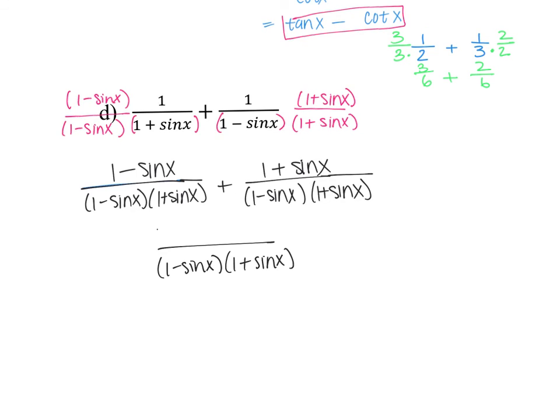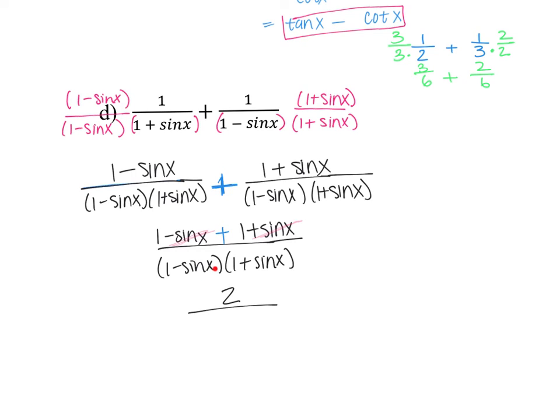And the top, I would have 1 minus sine x. Oops, meant to write an x. Plus, so plus 1 plus sine x. Now from here, I notice that the numerators both have sines, but they're opposite signs. So this one's a negative sign, and that's a positive sign, so they'll cancel each other. So what I really have left is a 1 plus 1. So 1 plus 1 is 2.